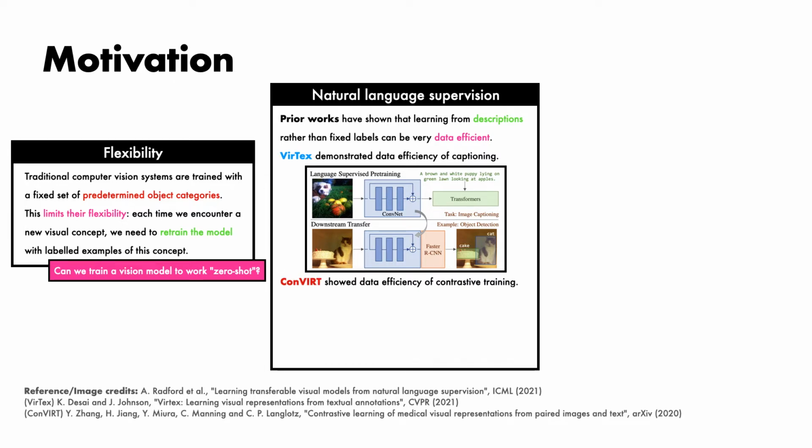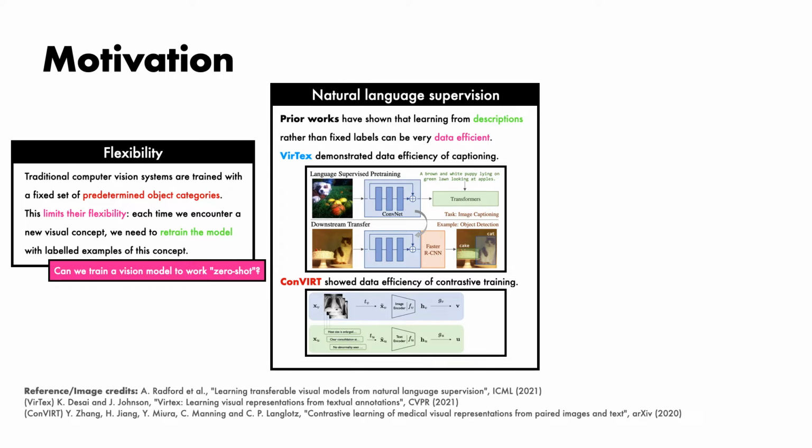The ConVIRT framework of Zhang et al. illustrated that by encoding images and natural language descriptions independently, then training the encoders to match paired data with a contrastive loss, visual representations could be learned with a small number of examples, in this case in the medical image domain. In light of this, it is natural to ask, can we leverage the data-efficient supervision of natural language to efficiently train our zero-shot model?